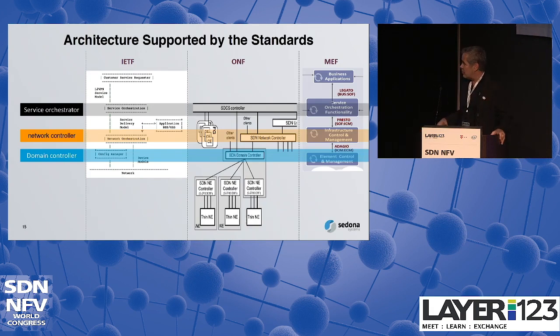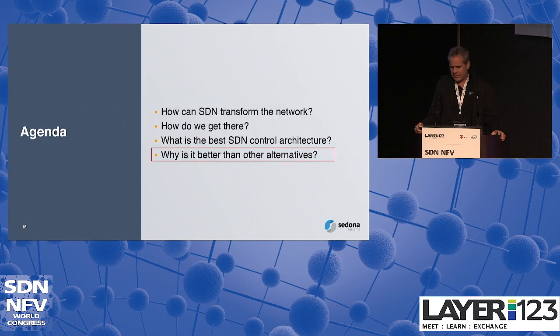Luckily, or maybe as expected, if you look at the different standard bodies, and I tried to align here IETF, ONF, and MEF, you see those layers there. So the standards are really supportive of this three-tier structure of orchestrators, network controller, and domain controllers. And now with the remaining time, I want to go through some examples of why we believe this is the right architecture.